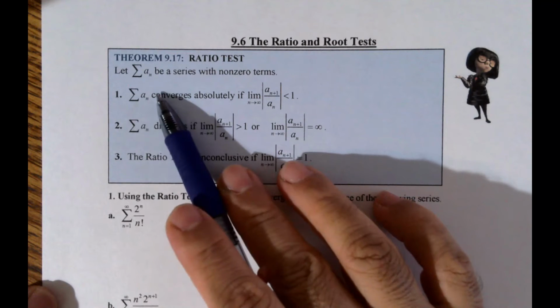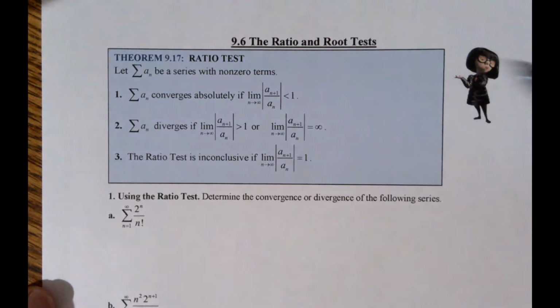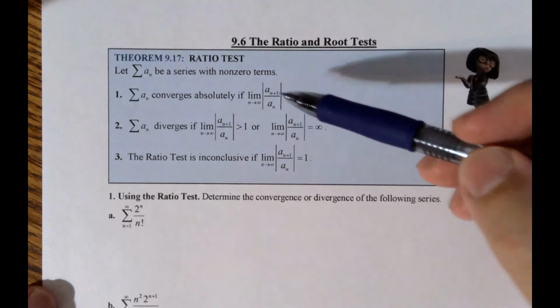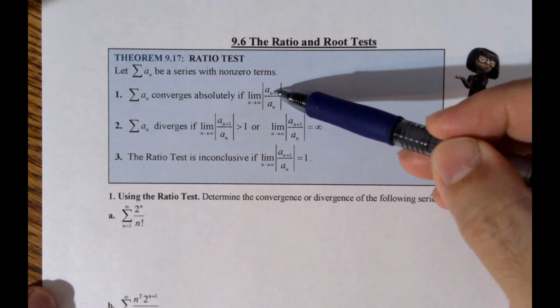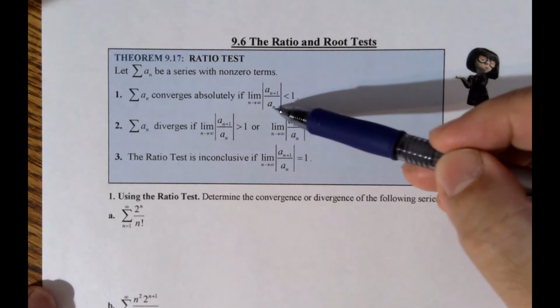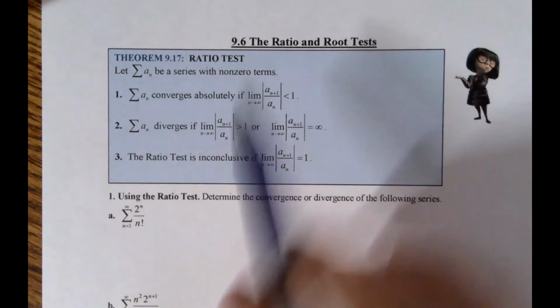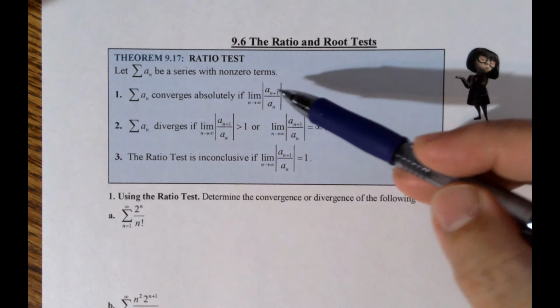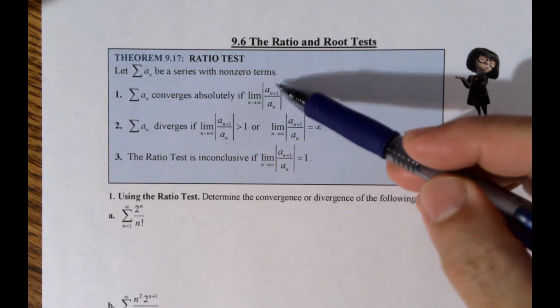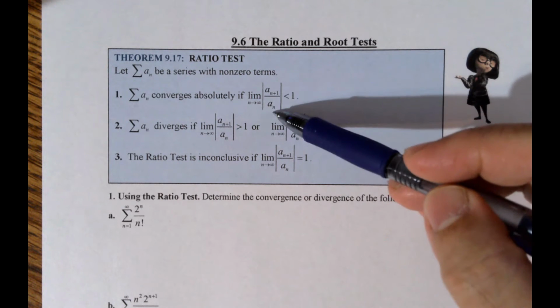So a sub n is a series of non-zero terms. And what we're going to look at is the ratio between each successive term. So this will be the nth term, this will be the n plus 1 term, or the next term. And the ratio must be in this order, right? The next term has to be above the previous term, right?